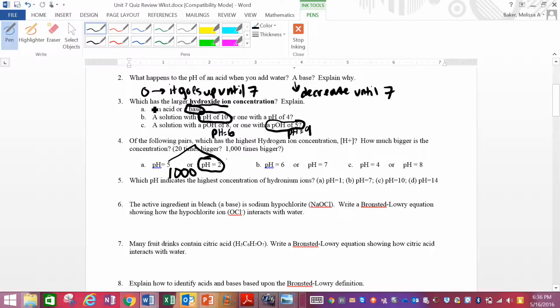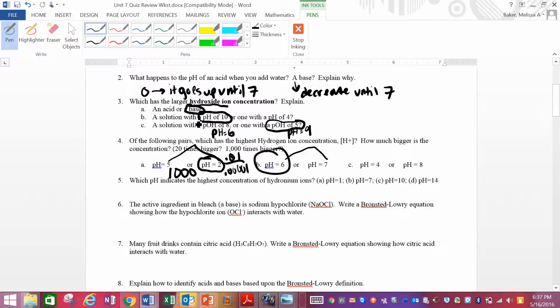You can do this in another way too. If we write out in standard notation the concentration of hydrogen ions for a pH of 2 is 0.01, and for a pH of 5 it's 0.00001. So 0.01 divided by 0.00001 is 1,000. Okay, so you can see why I like the little trick of just doing the subtraction and adding that many zeros after the 1.